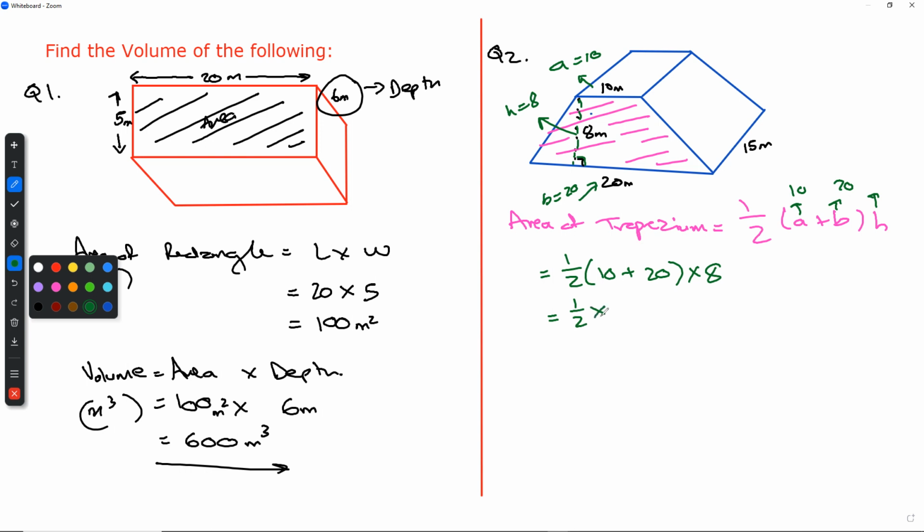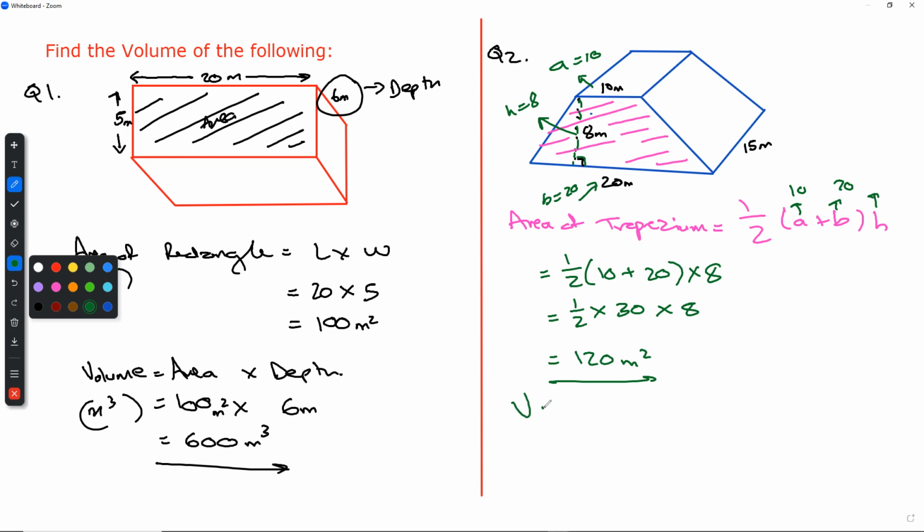Now this is multiplied as well. So 10 plus 20 is 30. And half of 30 times 8, you can put this in the calculator. You could even half the 8, it'll become 4. And 4 times 30 is 120. So 120 meters squared would come to this. You could also go half of 30 is 15, and 15 times 8 is 120.